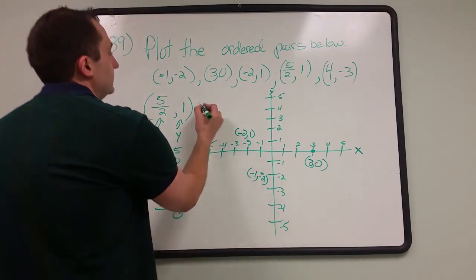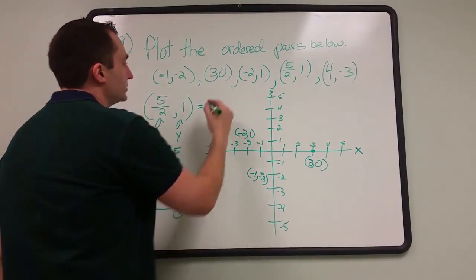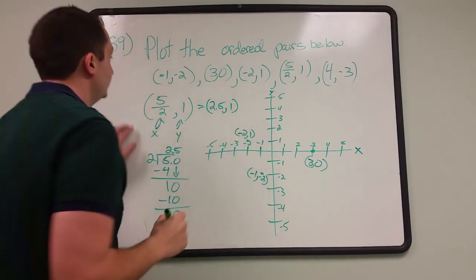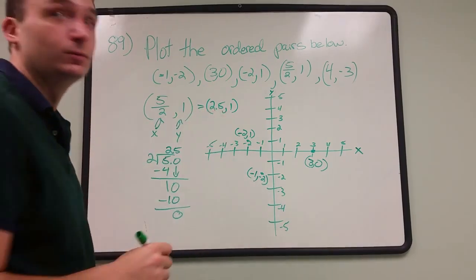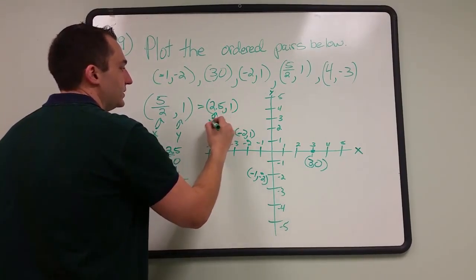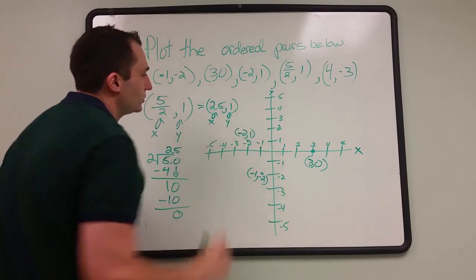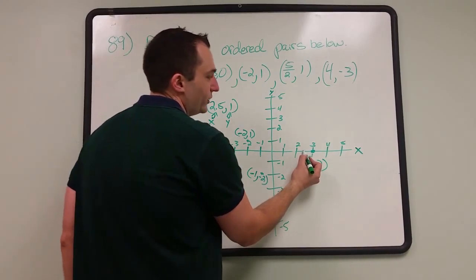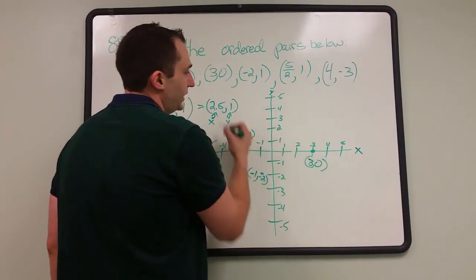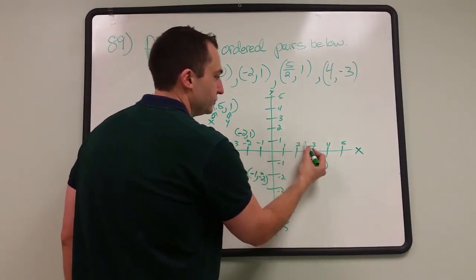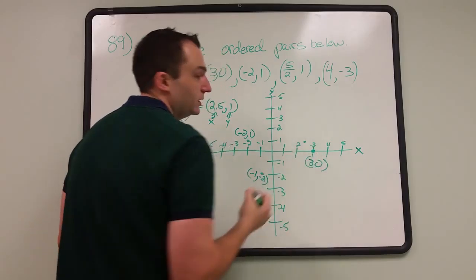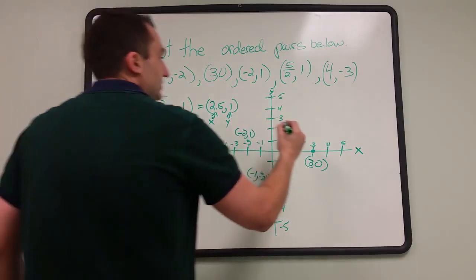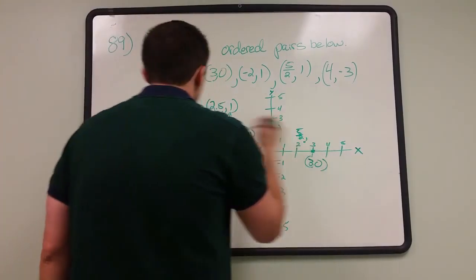So 5 halves is equal to 2.5, comma, 1. So our new point would be 2.5, comma, 1, where 2.5 corresponds to the x, and 1 corresponds to the y. So on the x-axis, 2.5 is halfway between 2 and 3, and 1 on the y-axis is right here, so the points would intersect about there, and you make sure you label the point as it was given to you in the problem. So it becomes 5/2, comma, 1.